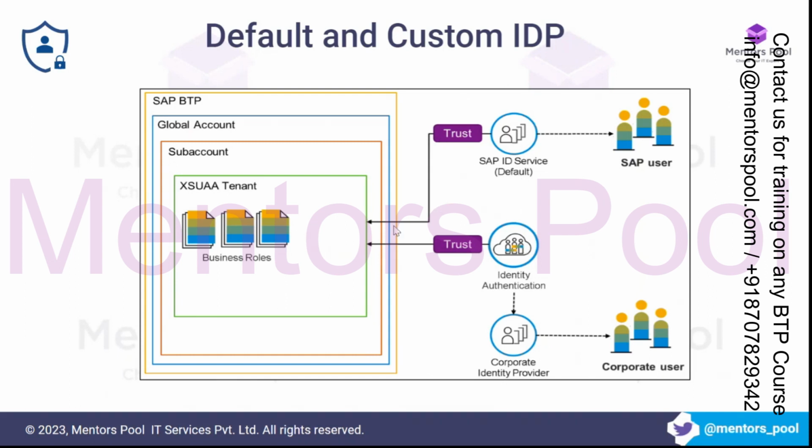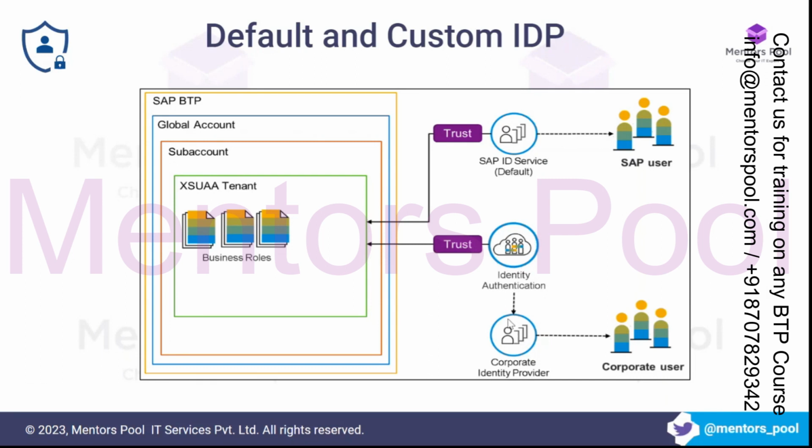So we are going to use a custom identity provider here, where I will ask all my employees to create users here, and I will create trust between this identity provider and my BTP. Any application running in this BTP would be able to use this as an identity provider, and whenever a person tries to access that application, they will get authenticated using this.